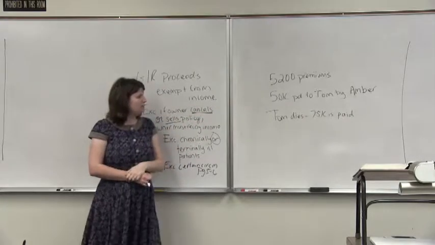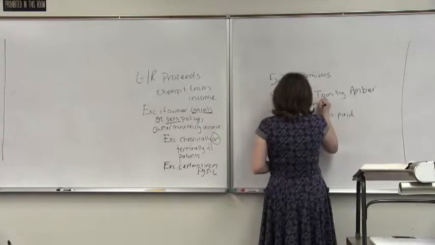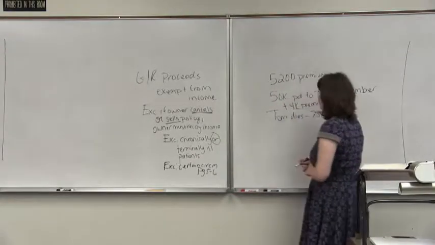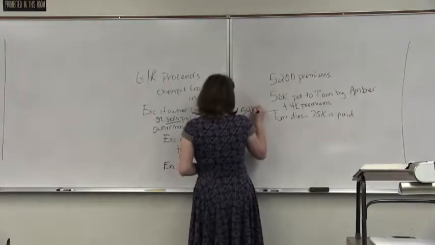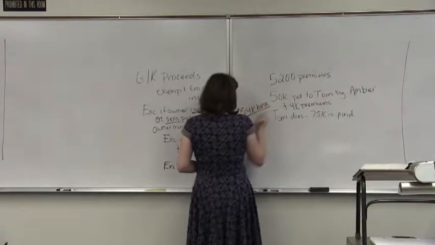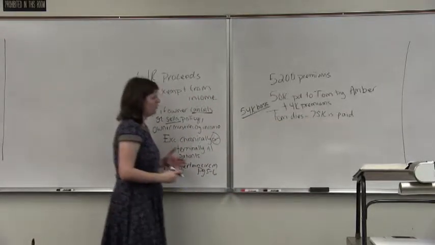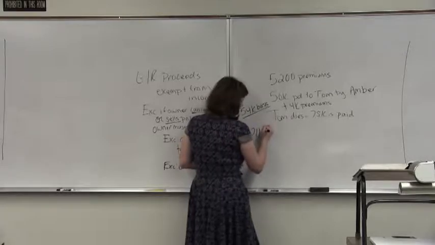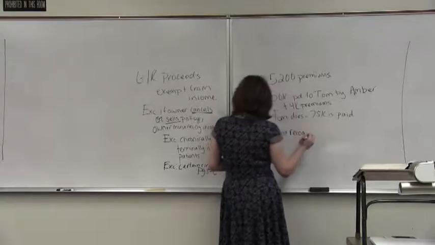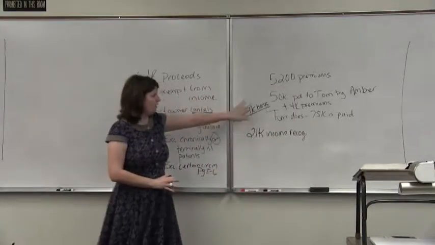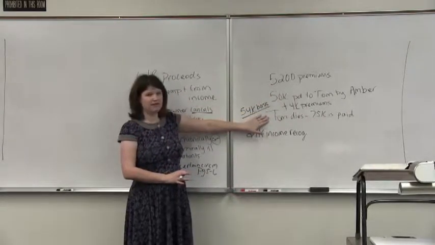Now, let's say Amber had paid an additional $4,000 in premiums before Tom died. So that means Amber's basis in this policy is now $54,000. So when Tom dies and $75,000 is paid, Amber will have to recognize how much? $21,000 of income, the difference in their basis of $50,000 paid plus $4,000 additional in premiums minus what they receive when Tom dies.